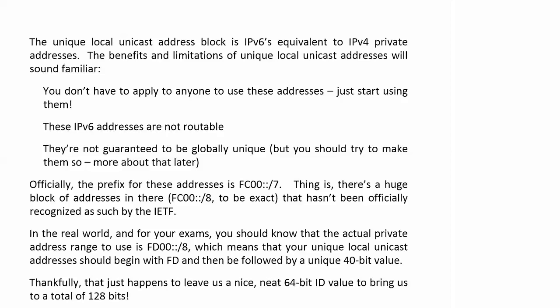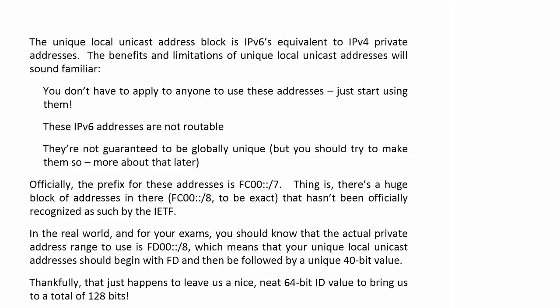FD00/8, which means that your unique local unicast addresses should begin with FD and then be followed by a unique 40-bit value. Thankfully, this just happens to leave us a nice, neat 64-bit ID value to bring us to a total of 128 bits. Funny how that worked out. That's pretty cool. Now, though, why do we care about these being globally unique if they're not going to be advertised to anybody else, and they're not routable, and no one else is ever going to see them?